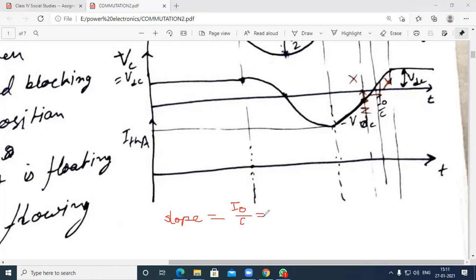And that is equal to XZ by XY, and that is equal to VAB by Tc. Tc is the circuit turn-off time. The slope is VAB by Tc, and that is equal to I naught by C.